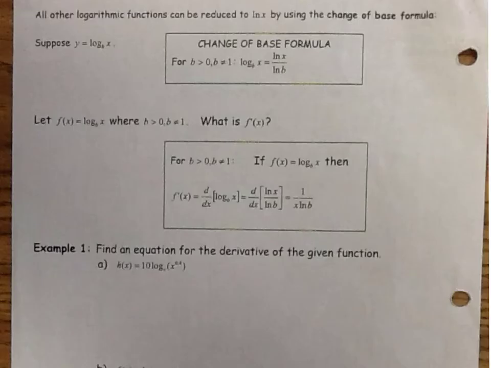The second page starts with a reminder of the change of base formula, that any log with any base b could be written as the ratio of ln x over ln b. And then the next one is the reminder of the derivative of log of base b. Realize that there are 2 ways you can approach this derivative. You can always rewrite the log as a ratio of ln x over ln b, or you can simply memorize and use the formula. So let's use this formula and let's look at the next 3 examples.